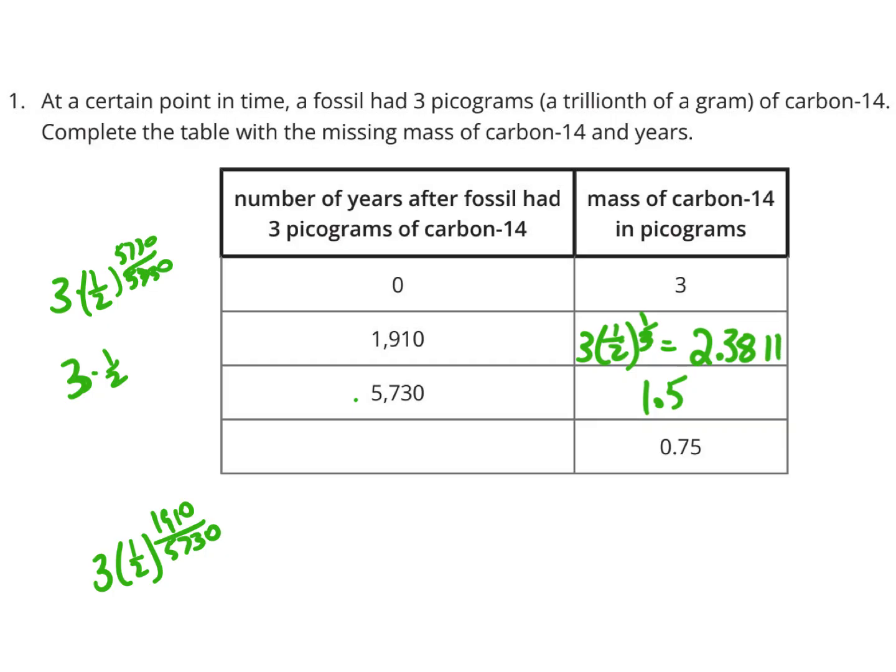Now, when we round, we look at the fourth number. We look at the number to the right. The number to the right happens to be a 0, so the 1 stays the same. So you have to remember your rounding rules for this one.